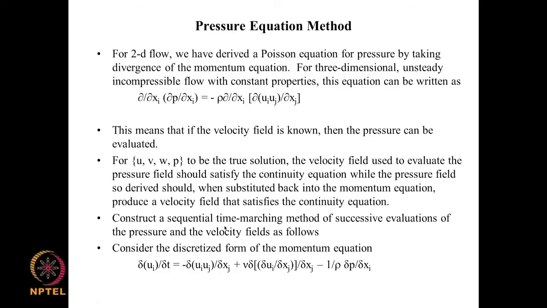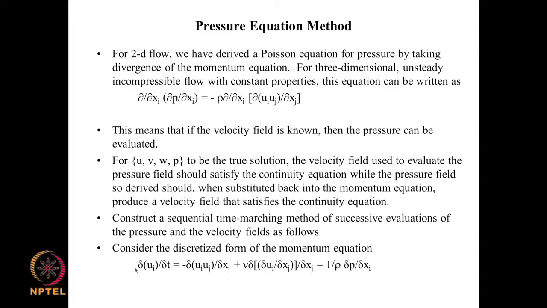So, using this idea, it is possible to construct a sequential time marching method. We will start with an explicit method of successive evaluations of pressure and velocity, which is as follows. You consider the discretized form of the momentum equation. Okay. So, we have ∂u/∂t plus ∂/∂xj of ui uj equal to nu times ∂²u/∂xj² minus 1 by rho ∂p/∂xi. So, that is the momentum equation.